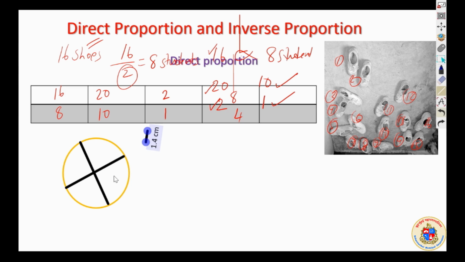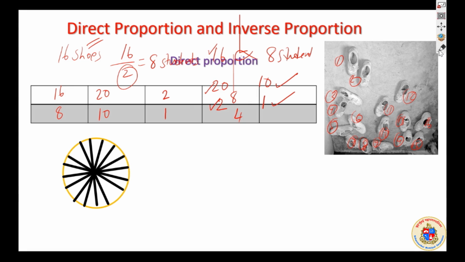One diameter, you got 2 parts. Now one more diameter, the circle is divided into 4 parts. A third diameter, 6 parts. Fourth diameter, 8 parts. Fifth diameter, 10 parts. It goes on increasing, correct? More the diameters I draw, more the parts the circle is getting divided, correct? So that means here also when one data increases, the other also increases. A direct proportion is there.